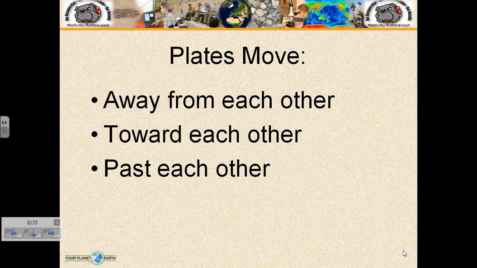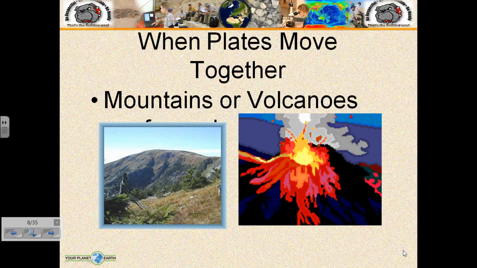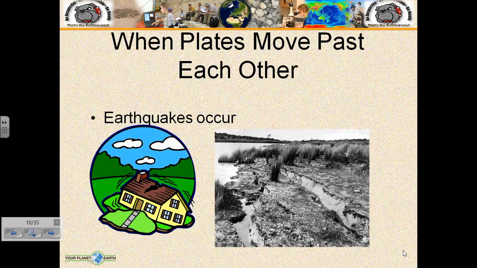The word tectonic itself refers to the deformation of the crust as a consequence of the plates' interaction. And we'll talk more specifically about examples of those later on. Now, just from a general standpoint, plates can move in various ways. They can move away from each other, they can move toward each other, or they can move past each other. When plates move together, this can form mountains or volcanoes. When plates move past each other, this can cause earthquakes.